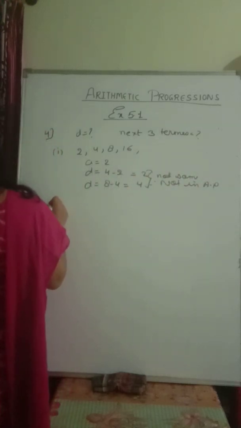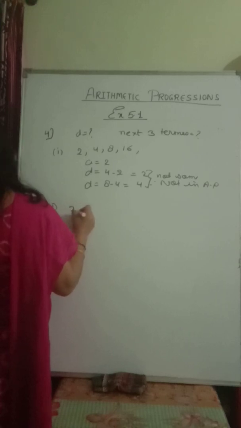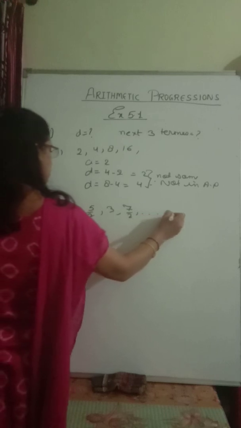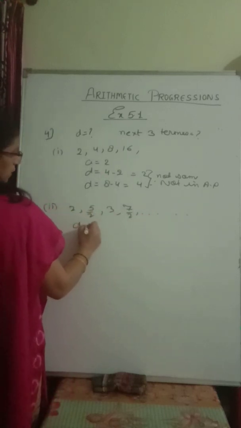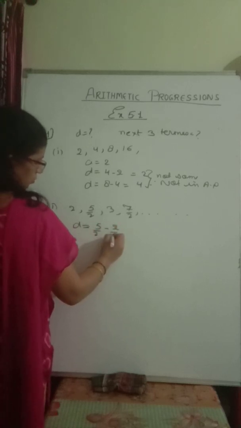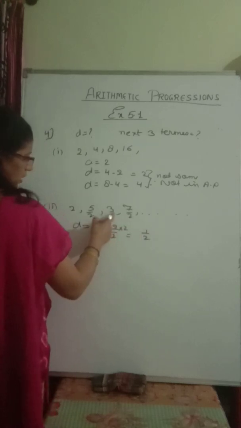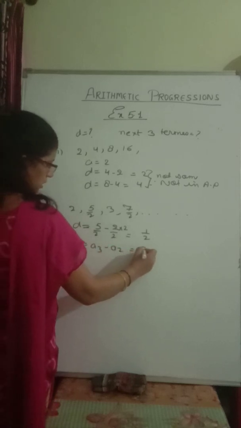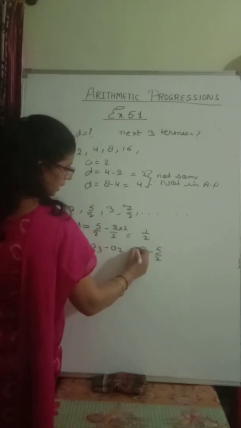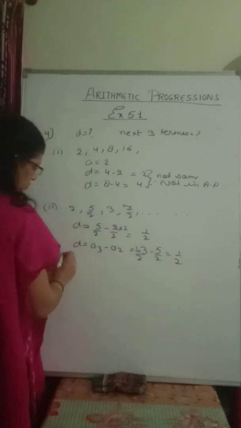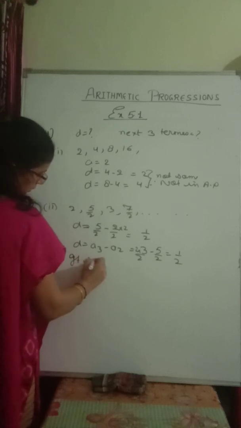Okay, the second part: 2, 5/2, 3, 7/2 and so on. We'll find D: 5/2 minus 2. Making 2 into 4/2, 5 minus 4 gives 1/2 as the common difference. Again I am finding the common difference: A3 minus A2, that means 3 minus 5/2, multiplied by 2 and 2, 6 minus 5, 1/2. The common difference is the same, so therefore it is in AP.